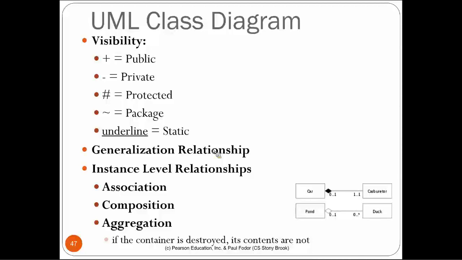In the UML diagram, we use arrows for defining generalization relationships, basically that a class is a subclass of another class, plus for public, minus for private, as we saw before, hash sign for protected, and tilde for package modified.